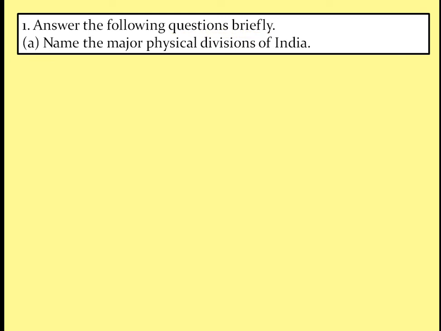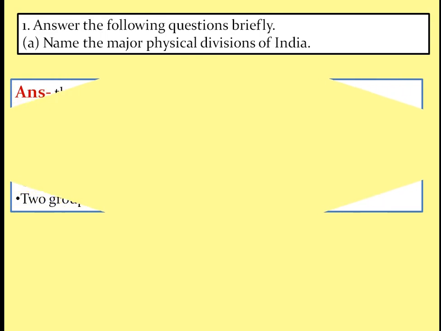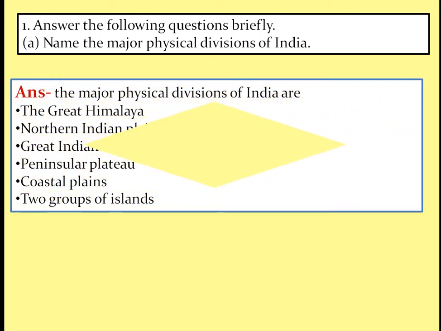Next, going to discuss the exercise part. Question number 1: name the major physical divisions of India. The question is asking the physical divisions of India. So the answer is, the major physical divisions of India are, as we had seen: the Great Himalaya Mountains, the Northern Plain, the Great Indian Desert, Peninsula Plateau, Coastal Plain, and two groups of islands.